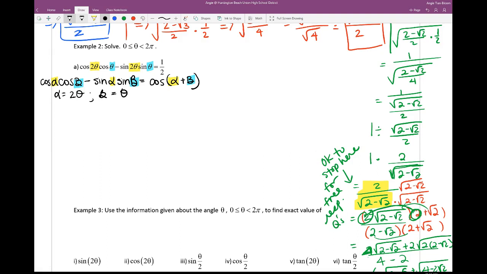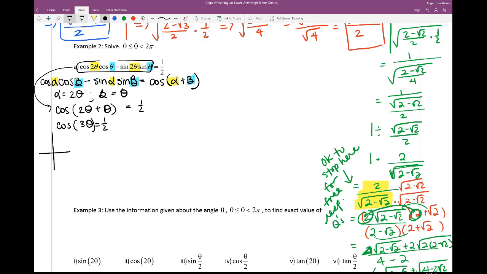So going backwards, the whole thing is cosine of alpha, which is 2 theta, plus theta, which is now beta, or beta is now theta, I should say. So now I'm going to set it equal to 1/2. Well, 2 theta plus another theta is now 3 theta equals 1/2. Well, cosine is a regular function. There's no restriction. And cosine is positive 1/2 in quad 1 and in quad 4.